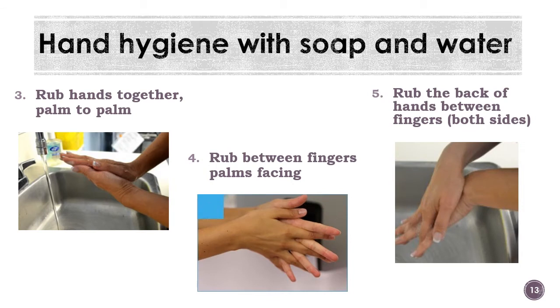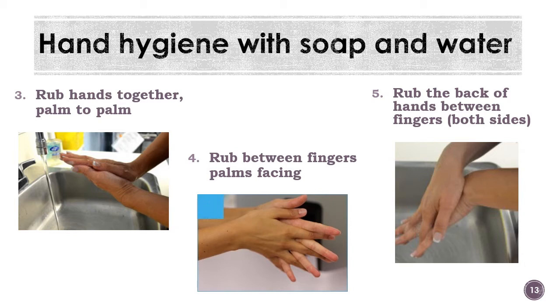Okay, so step 3 is to rub the hands together, palm to palm. This is the same technique as we used in the alcohol-based hand rub. What we're going to also do here is focus on spreading the soap over the entire surface of the hands. And then step 4, we're going to rub the hands together in the same motion, except we're going to rub between our fingers and focusing on trying to clean the area in between the fingers.